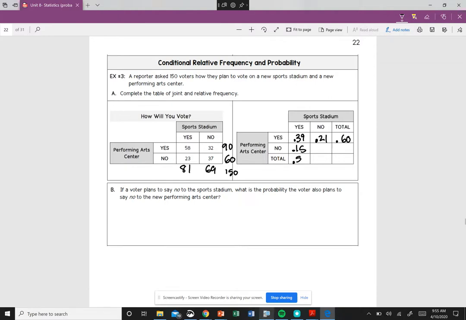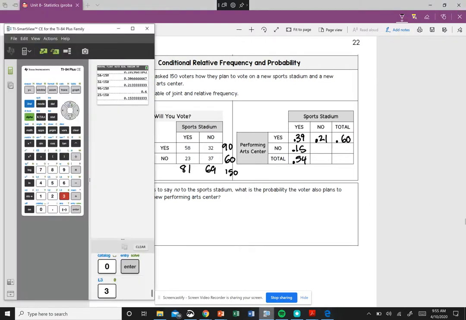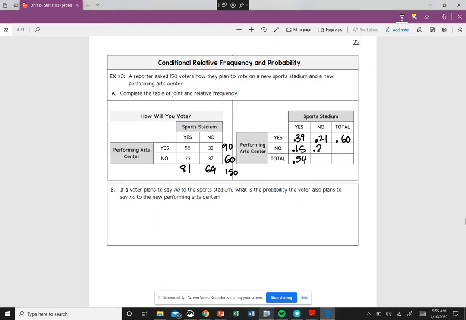Then we can figure out this column. We get 0.54. And then I'm going to do 37 divided by 150, and I get 0.25. If I add these together, I get 0.46. If I add these two together, 0.15 plus 0.25, I get 0.40. If I add those together, I get 1, which is what I should get in total. I should get a 1 because that's 100%.